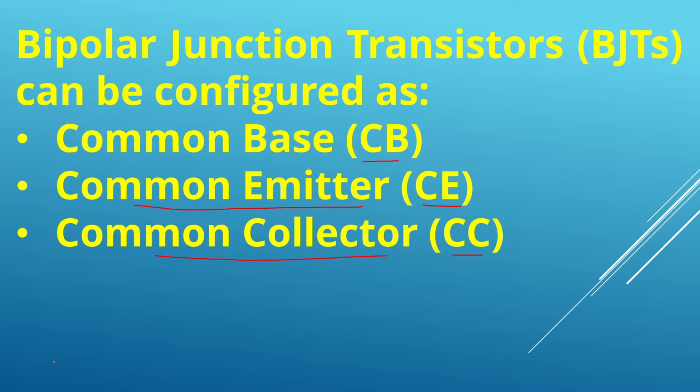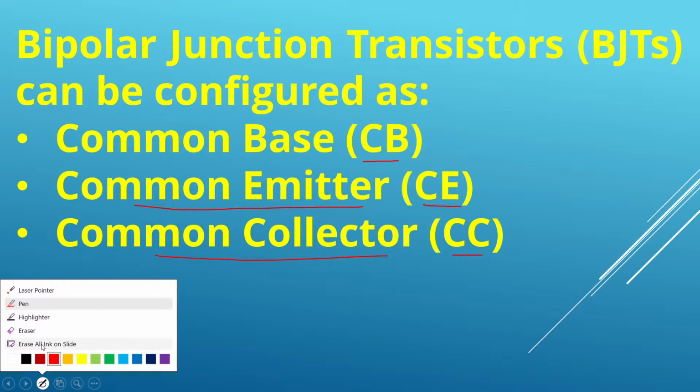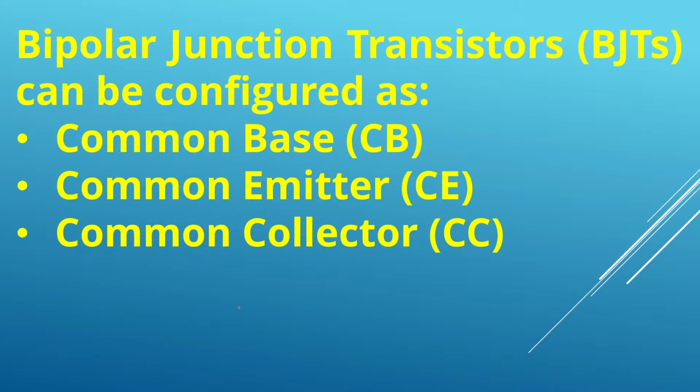I hope you have written it. As soon as you complete, just type C in the chat box so that I can proceed further. So these are the three configurations of bipolar junction transistors: common base configuration, common emitter configuration, and common collector configuration.